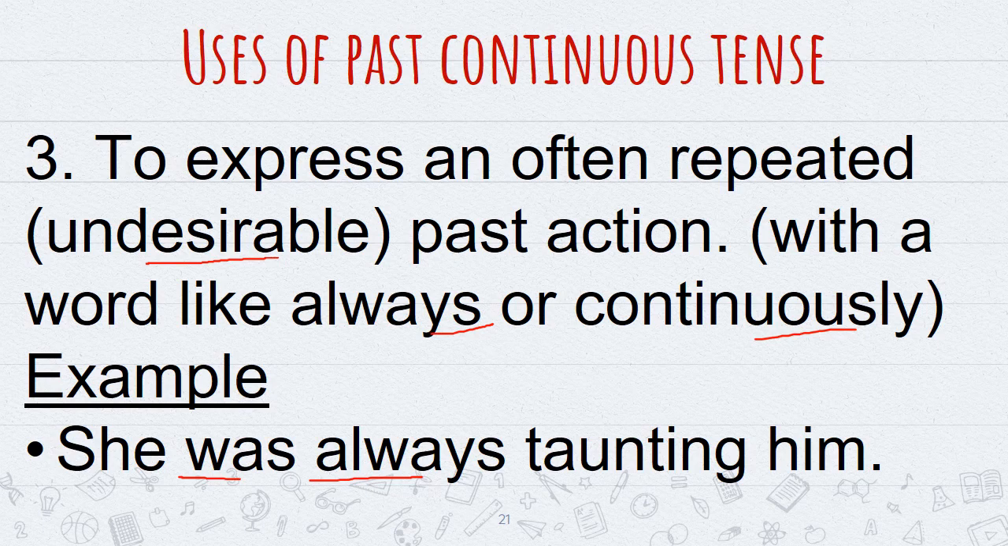Number 3, rule of past continuous tense. To express an often repeated or undesirable past action with a word like always or continuously. For example, she was always taunting me. Its negative sentence will be she was not always taunting me, or she was never taunting me. And its interrogative sentence will be was she taunting me?